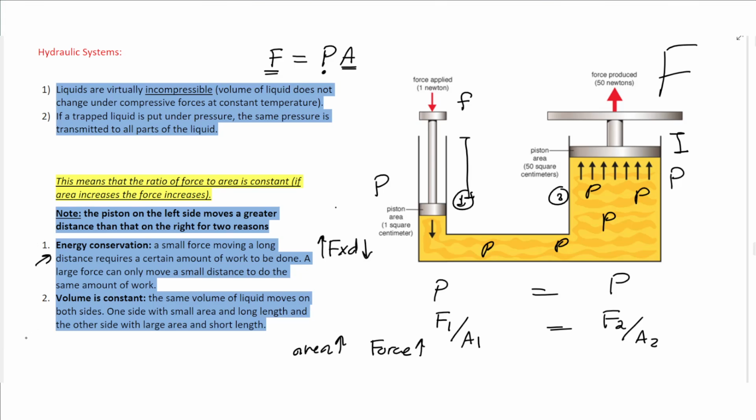Or you use the concept of constant volume, since liquids are incompressible. Volume is equal to area multiplied by length. So if you increase the area, the length decreases. If you increase the length, the area decreases.